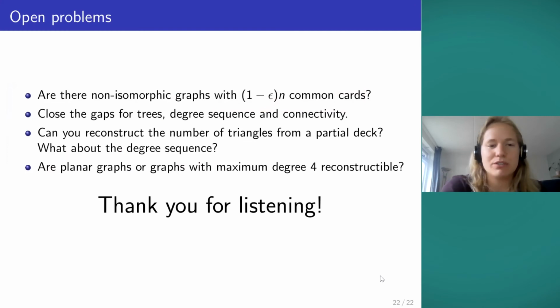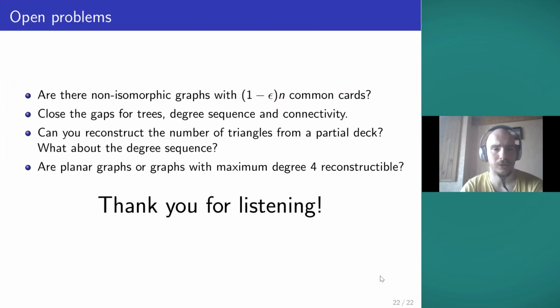But I think also for giving any cards, there are lower bounds that are linear in n. But beating this 2/3 is also still open. I think it would also be quite interesting to get 2 graphs with a lot of common cards.